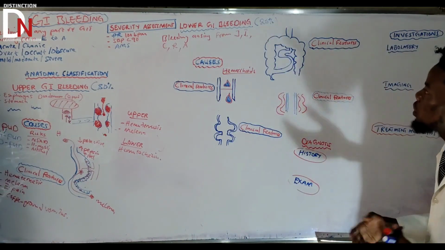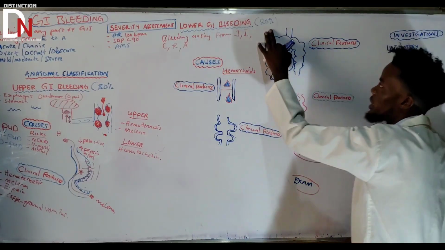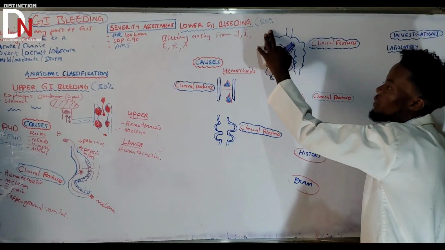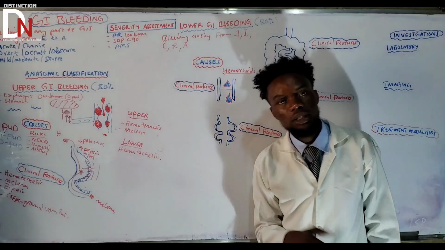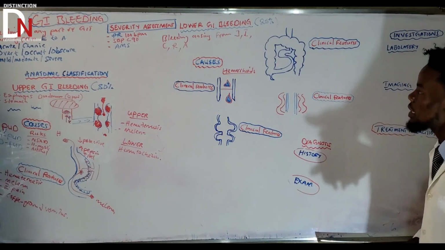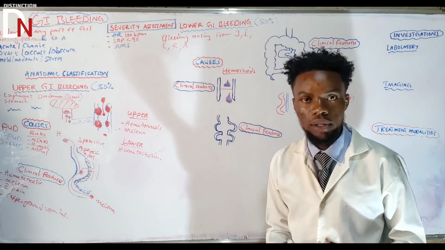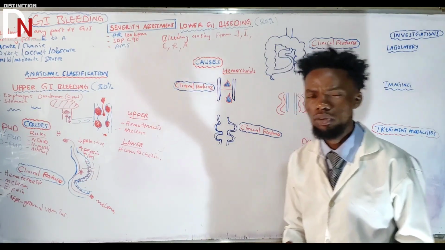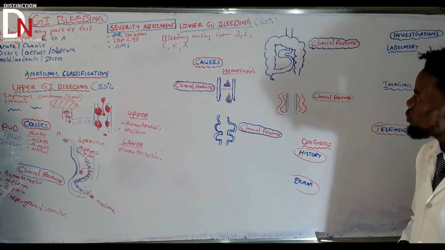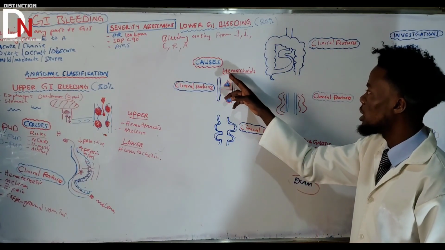Now remember that lower GI bleeding accounts for about 20% of cases, not that common compared to upper GI bleeding. You need to know that. Now the question you can ask is, what are the causes of lower GI bleeding? It's very important to talk about that. So let's start with the first cause.